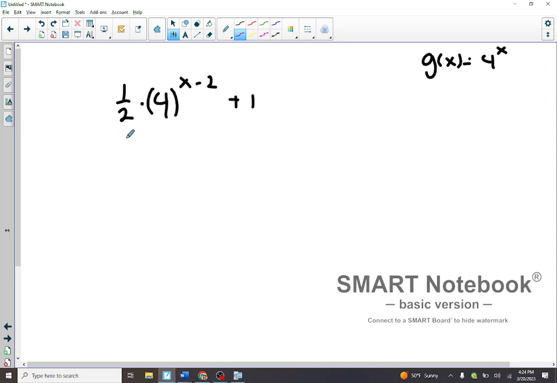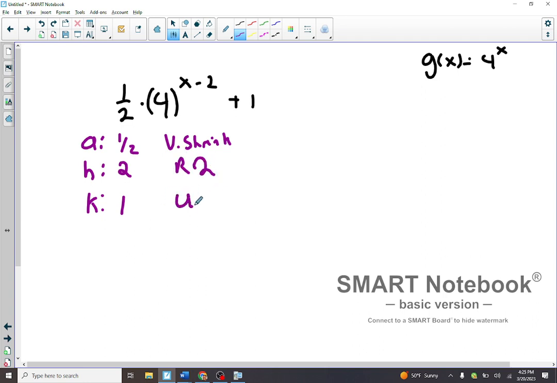So what we're going to do is identify our A, H, and K. If you have G to the x and 4 to the x, then G equals 4. A is a half. H is x minus 2, just 2 though, because H is always flipped. And K is just 1. So this is a vertical shrink by a half. This is a right 2. And this is going to be up 1.